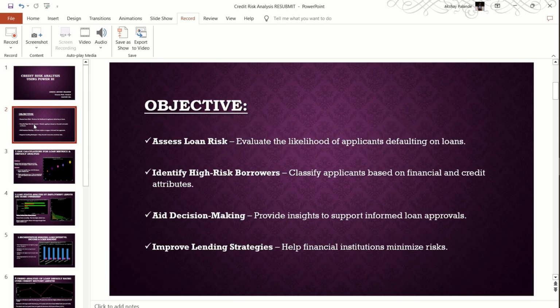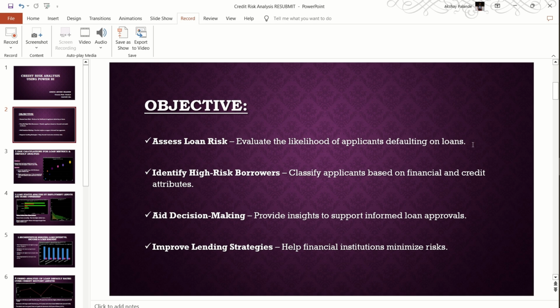So first I aim to assess loan risks by evaluating how likely a borrower is to default based on their financial profile. Then I focus on identifying high risk borrowers using key financial and credit factors to help lenders flag potential risks early. Then I aim to aid decision making by offering clear insight through visualization, supporting more informed loan approval. Then finally I work to improve lending strategies by helping institutions understand borrower behavior and reduce overall risk.